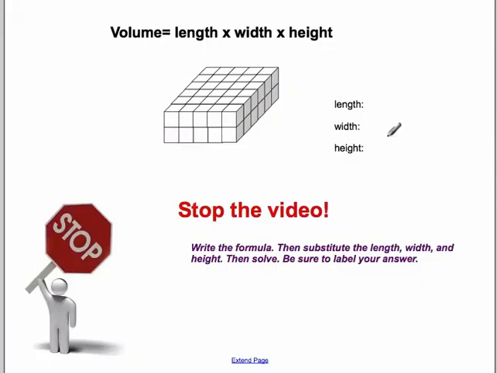Now you're going to stop the video and write the formula, length times width times height. Substitute the length, the width, and the height into it, and find the volume of that rectangular prism. Be sure to label your answer, and when you're done, start the video again.